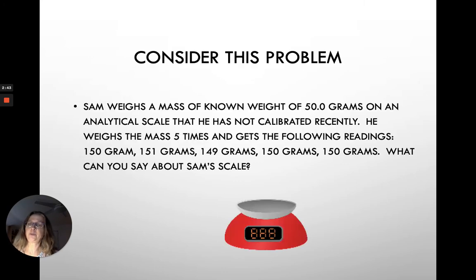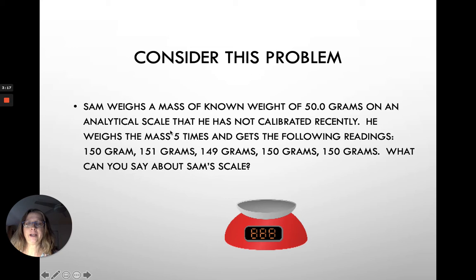So let's look at this particular problem. Sam weighs a mass of known weight of 50 grams. So in other words, we know this weight, like maybe it's a calibration weight for a scale, to make sure the scale is reading correctly. Sam weighs the mass on an analytical scale that he has not calibrated recently. He weighs the mass 5 times and gets the following readings: 150 grams, 151 grams, 149 grams, 150 grams, 150 grams. What can you say about Sam's scale?